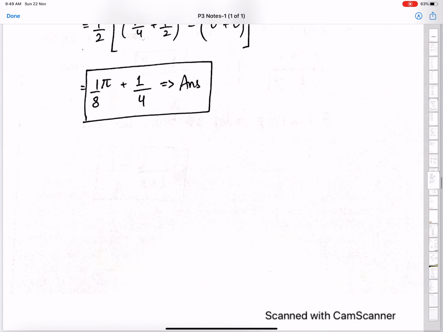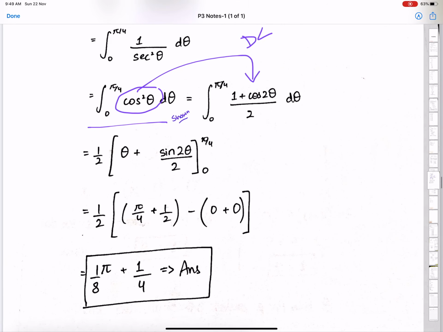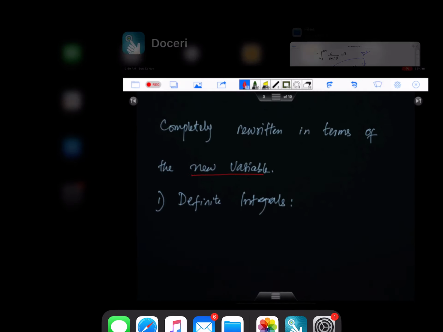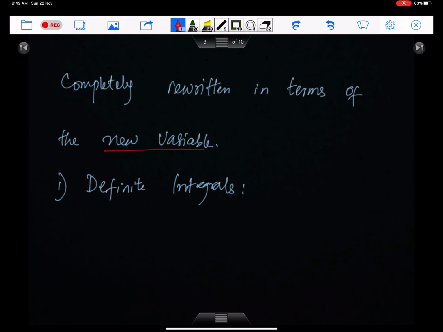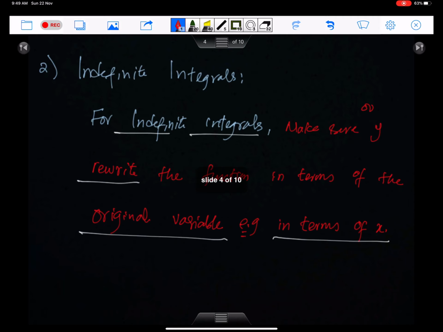So this is all from integration by substitution. These two questions will help you to understand this topic. Make sure you practice a lot to understand this topic. We have done the definite integrals, now indefinite integrals. There is a change between definite and indefinite. In definite integrals, we have to change the limits as well. But in indefinite integrals, since we don't have limits, there is just one different step.